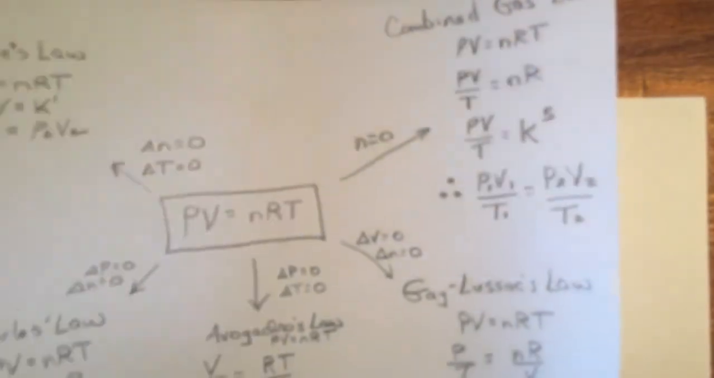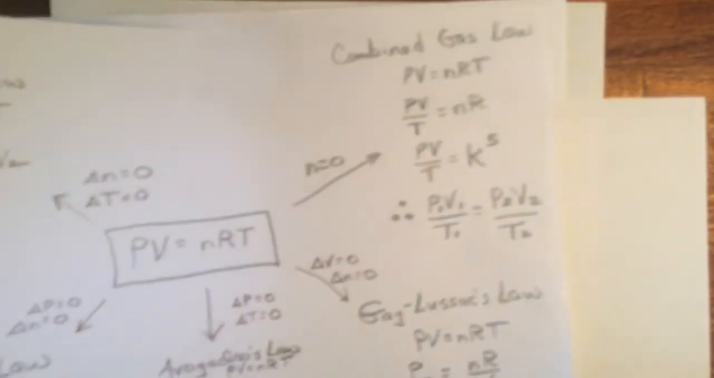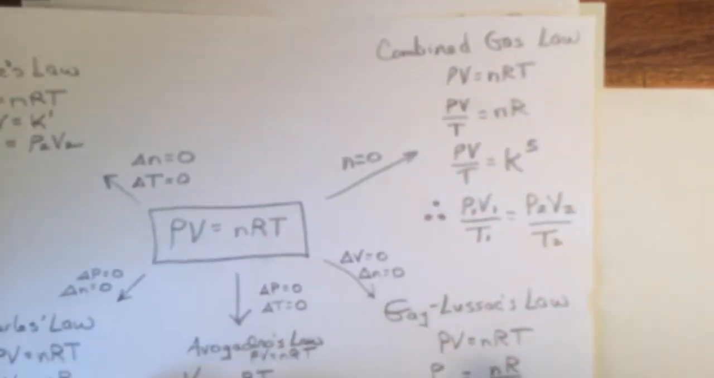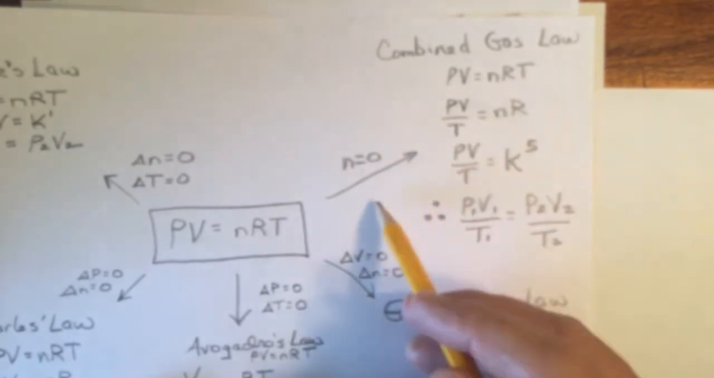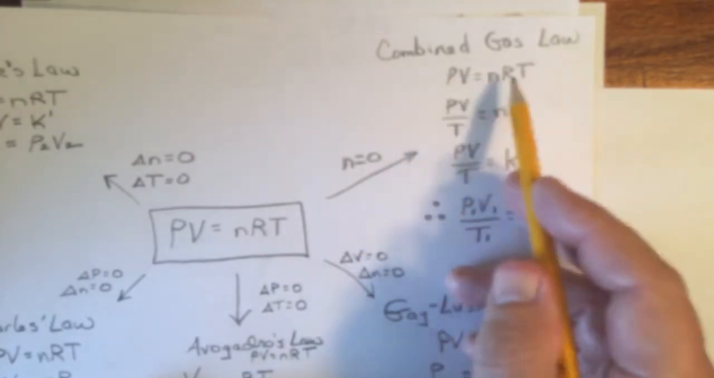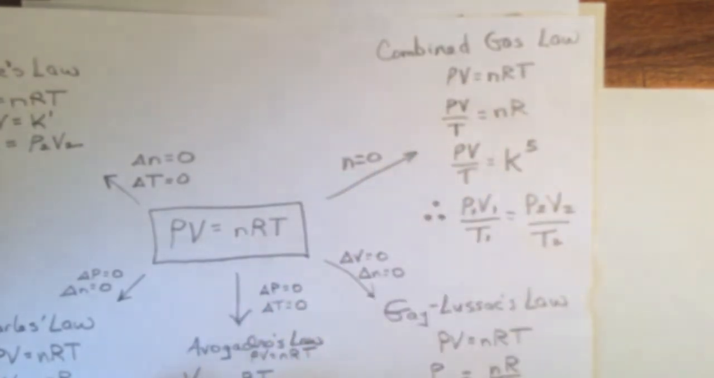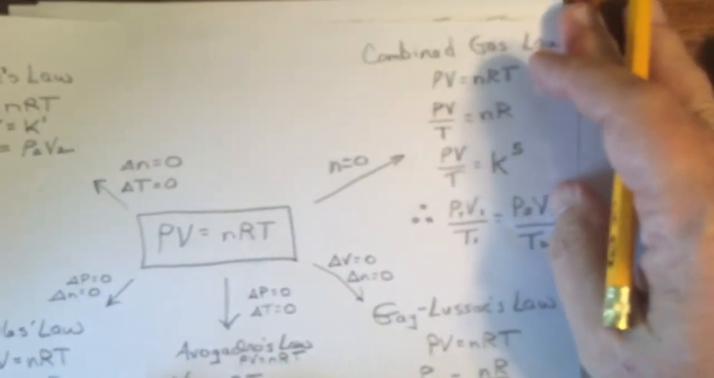Let's calculate the final temperature if we have these changes. Now let me look at my front cover strategy slide. From here, I show that the ideal gas law can be applied to derive the combined gas law, in which pressure, volume, and temperature are all changing.